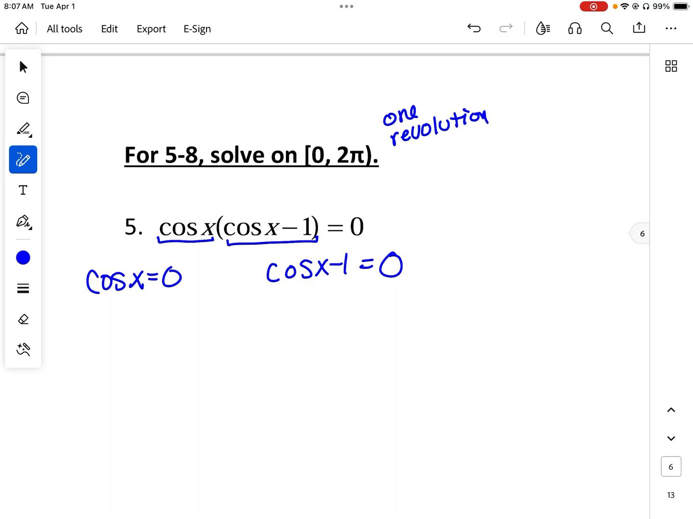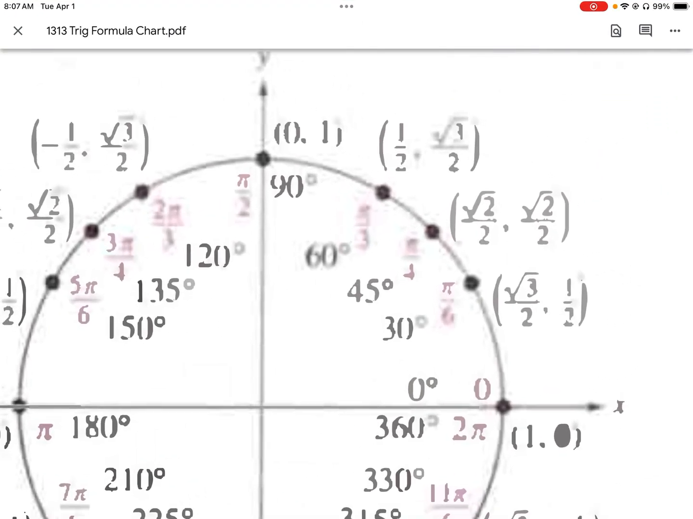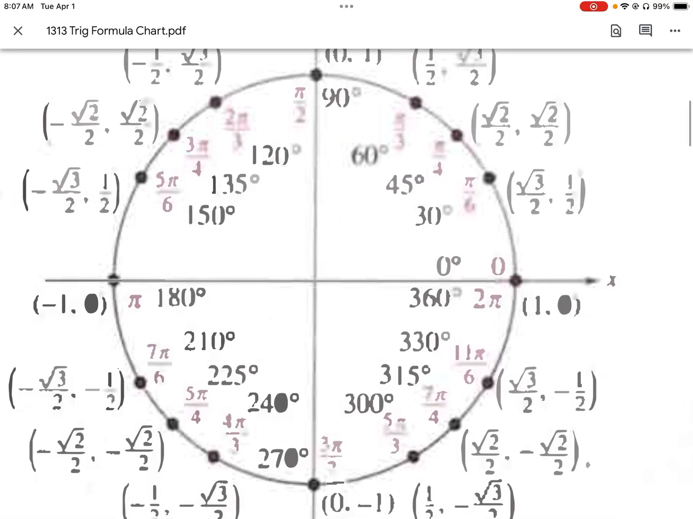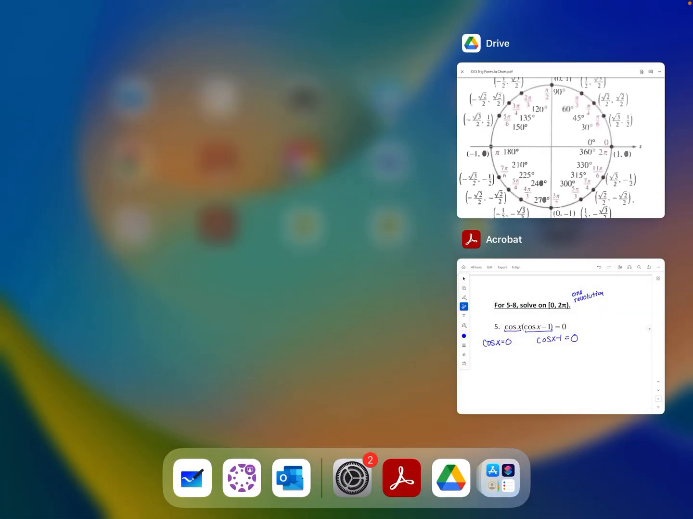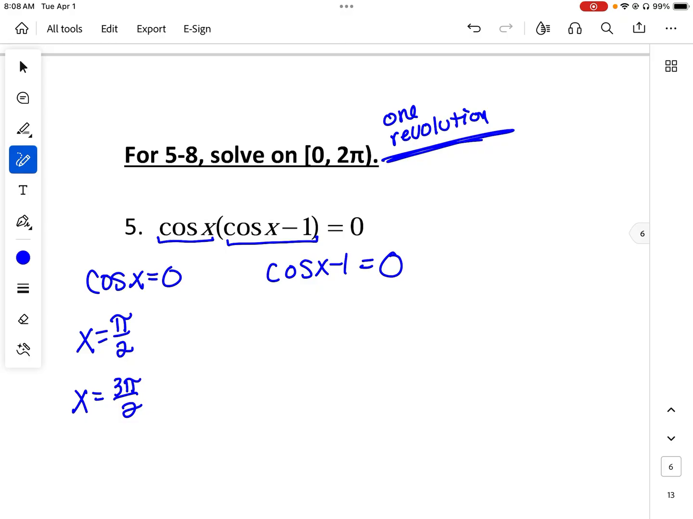So we want to find whenever the cosine equals 0. So sine is y, cosine is x. So we go, where is x 0? And that's at the 90-degree mark, and also at the 270-degree mark, which is 3 pi over 2. So this one is pi over 2 and 3 pi over 2. And since we are doing 1 revolution, we don't have to do plus 1 revolution or anything like that.